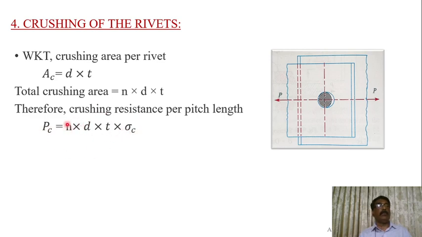Again, n is nothing but the number of rivets per pitch length, whether it is a single riveting, double riveting, or triple riveting. So you can see this is the total area we will get, because if there is, say, double riveting, then you can consider the total area n into d into t, and if you multiply by the crushing stress, you will get the crushing resistance.